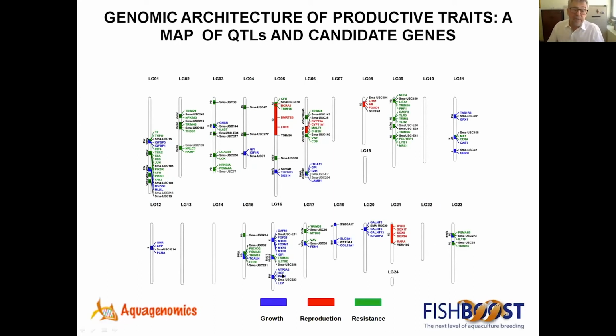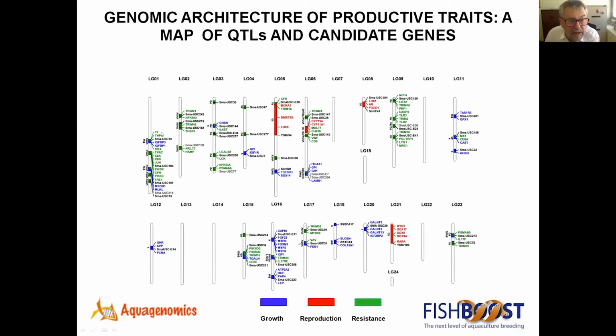Finally, the genome released in 2016 was used to integrate all previous genomic information related to QTLs for growth, for reproduction, sex determination, and for resistance to different diseases. And using the new turbot genome, we mined those genomic regions where the QTLs were located: in blue the growth, in red the reproduction and sex determination, and in green the resistance to different parasites.